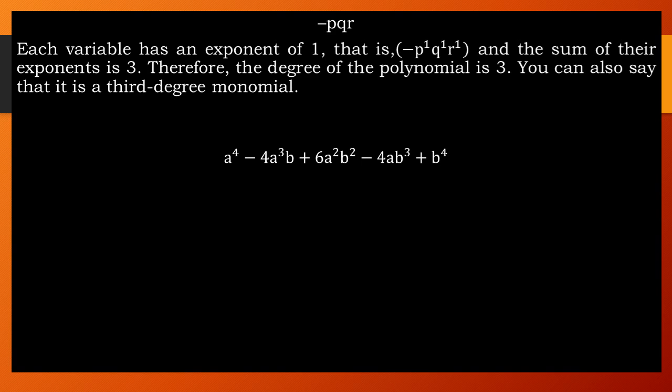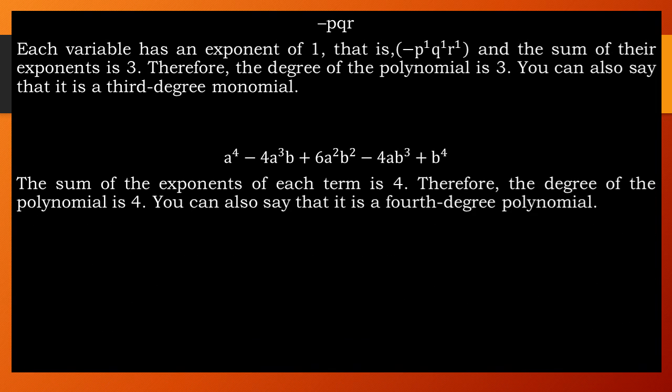Another example, we have a to the fourth power minus 4a cubed b plus 6a squared b squared minus 4ab cubed plus b to the fourth power. You can say that if you add the exponents of the variables, the sum is 4. So you can say that the sum of the exponents of each term is 4. Therefore, the degree of the polynomial is 4. You can say that it is a fourth degree polynomial since it is composed of more than 3 terms.